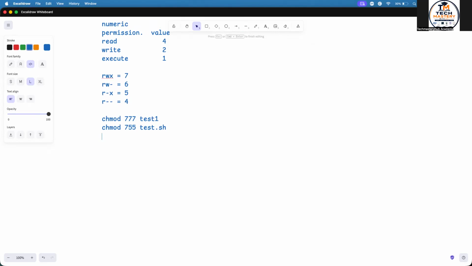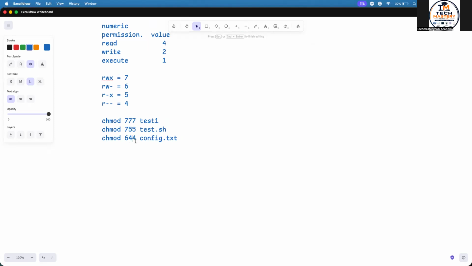Next, if we have a config file, what you usually grant is chmod 644 config.txt. So what is the meaning of this authority? We are granting 6, which is read and write access, to the owner of the file. 4 authority means read-only authority to the group, and read-only authority to the others as well on this file.